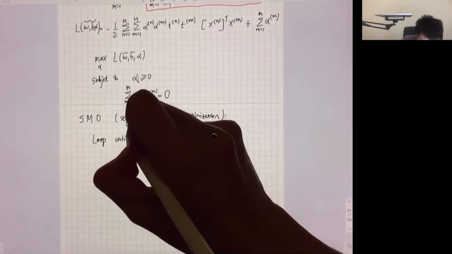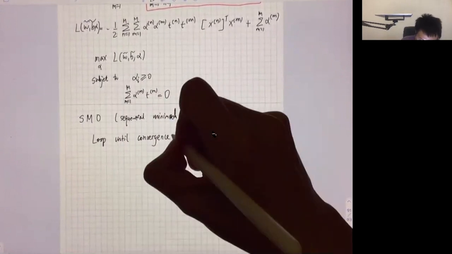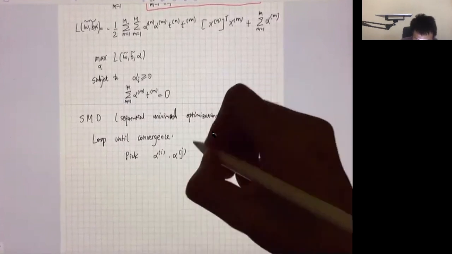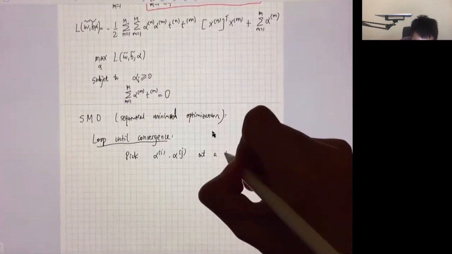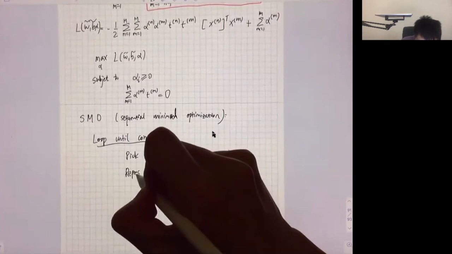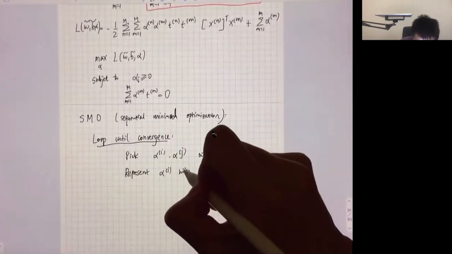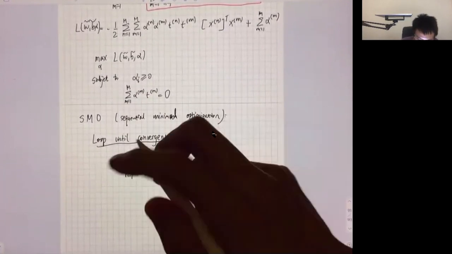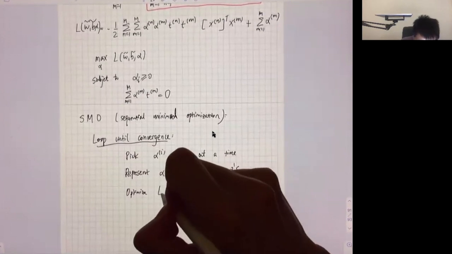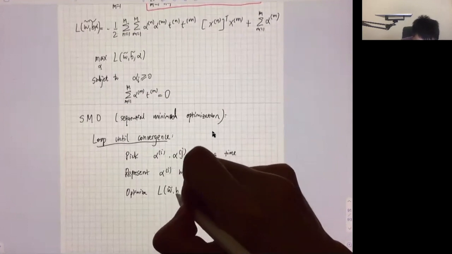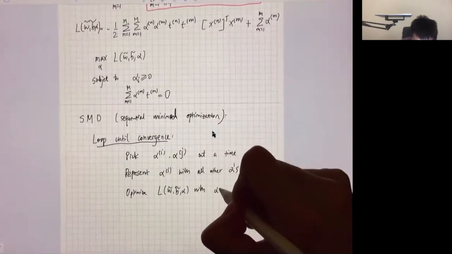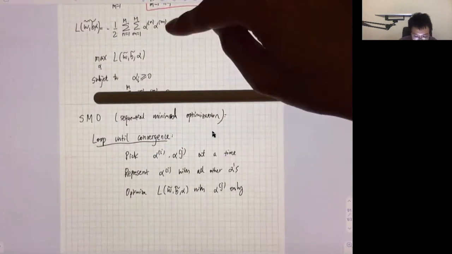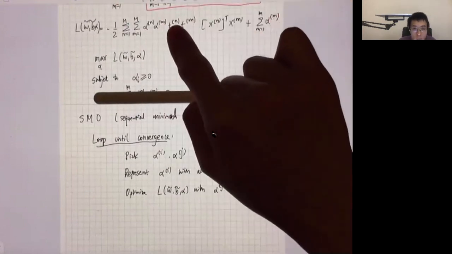Loop until convergence. Pick alpha i and alpha j, 2 alphas at a time. It's one iteration in the loop. Represent alpha i with all other alphas, so you eliminate alpha i. Then I optimize the Lagrangian with respect to alpha j only. If you represent alpha i with all other alphas, you eliminate this equality constraint. Then I pick another alpha and I optimize the Lagrangian with respect to that single variable.